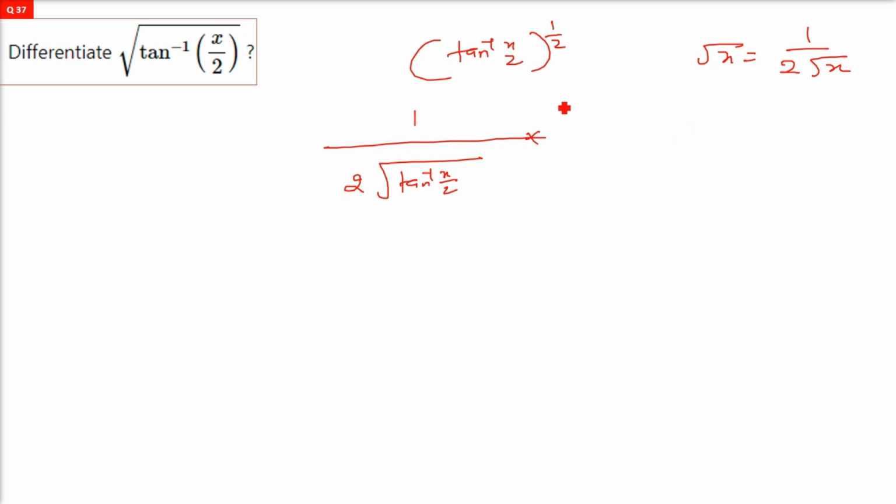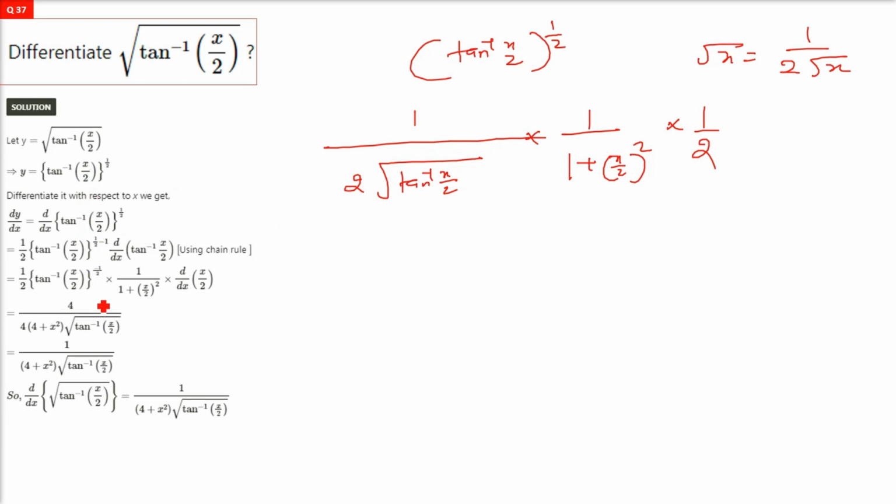So the derivative of tan inverse theta, I already told you, is simply 1 by 1 plus theta square. Here this is x by 2. So it is 1 by 1 plus x by 2 whole square. And then x by 2 differentiation, again it is going to be half. So the final answer will be what? This 1 by x by 2 whole square becomes 1 plus x square by 4.